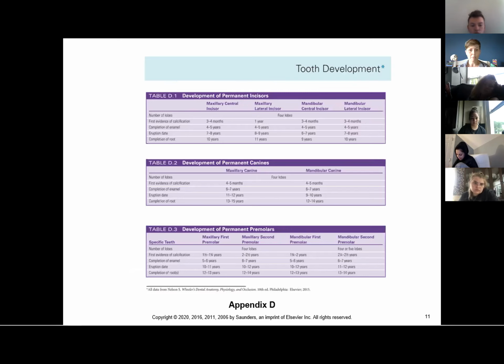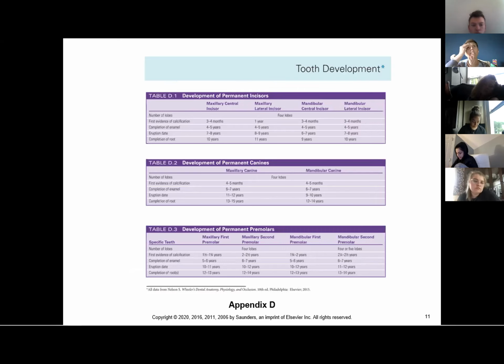Teeth are developed in lobes, some of them. So our maxillary anteriors are 4 lobes. Our mandibular anteriors are also 4 lobes. Our canines are 4 lobes.